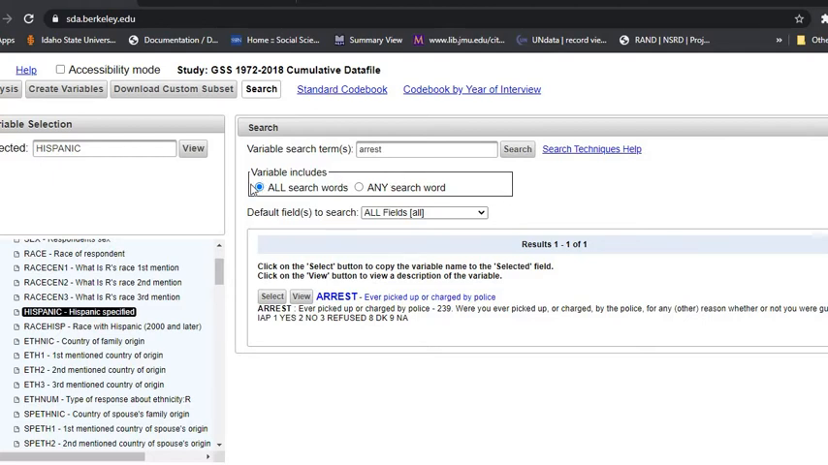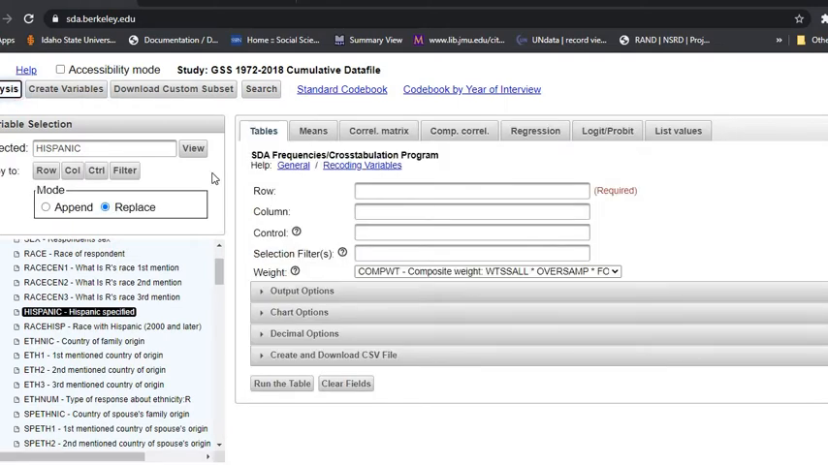We need to go back to, this is the search page, right? Remember we clicked that search button. So we want to go back to the analysis page, or the front page up front where we started. And now we want to make a table that's going to look at the relationship between gender and being arrested.